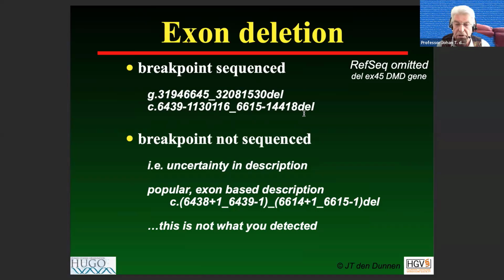However, with most of the technologies used, PCR or NGS or MLPA, the breakpoint is not sequenced, and there is an uncertainty in where the deletion exactly is. The most popular description of the deletion is then based on exon format. So you indicate, assuming that this is an example of the deletion of exon 45 of the DMD gene, where the MLPA shows that exon 44 and 46 are present, then you can describe the deletion like this. The deletion starts in the intron 5' of exon 45, and it ends in the intron 3' of exon 45. The problem is, of course, that this is not what you detected.